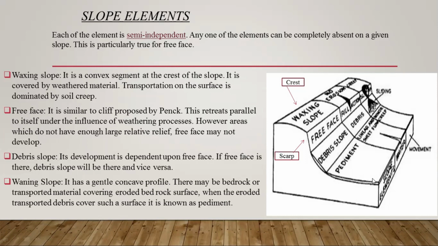and it is more eroded downhill. Now, one important thing is that each of these elements is semi-independent. What does it mean? The presence or the absence of any one of these slope elements is not dependent upon the other, except these two, free face and debris slope. For example, in hard rock terrain or terrain with sufficiently high relief, all these 4 can be present. But in places of low relief or soft rock, these 2 may be absent. And if free face is absent, debris slope will also be absent, and vice versa.